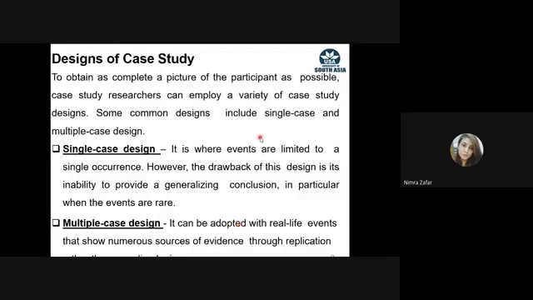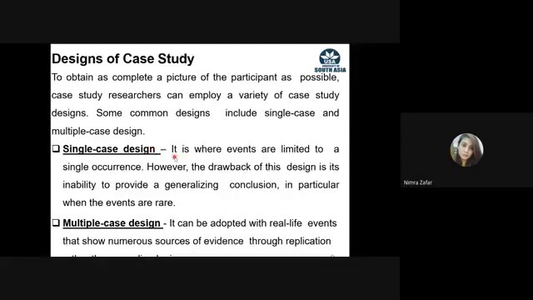Then here we have the design of a case study. To obtain as complete a picture of the participant as possible, case study researchers can employ a variety of case study designs. Some common designs include single case and multiple case design. So we have two types of designs in the design of case study. One is single case design and one is multiple case design.